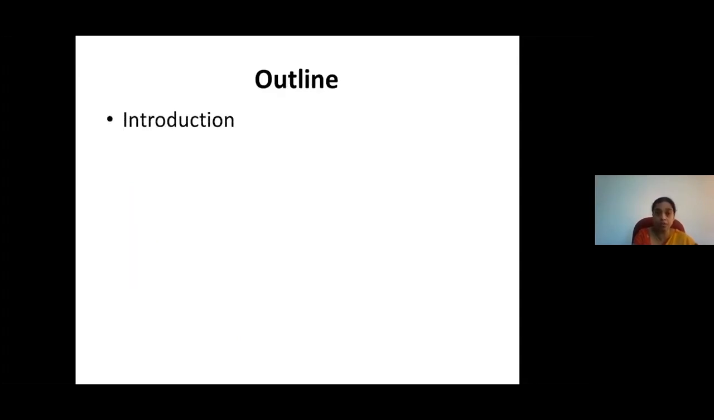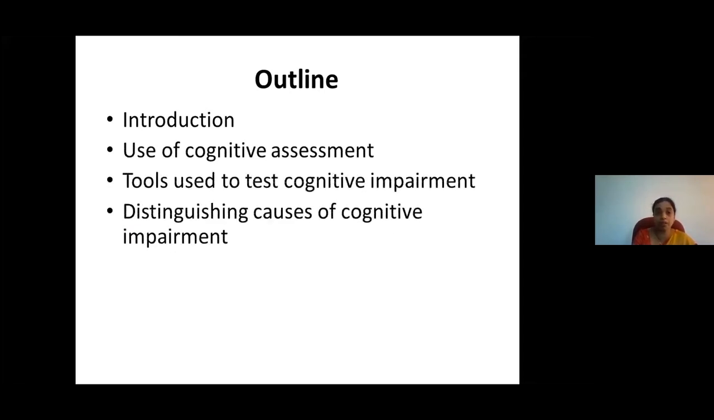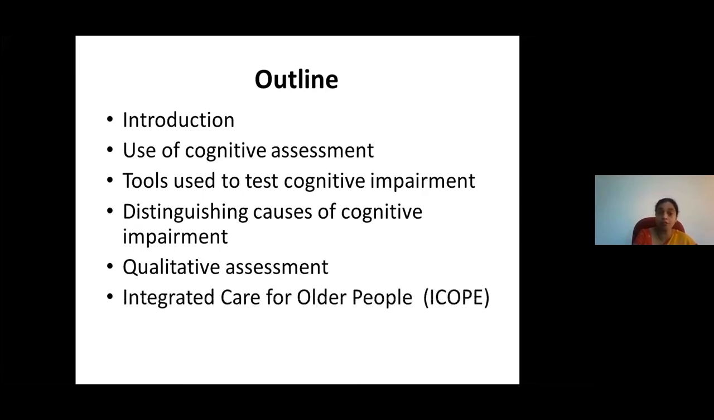During the next 20 to 25 minutes, my outline of my lecture is like this: introduction, use of cognitive assessment, tools used to test cognitive impairment, distinguishing causes of cognitive impairment, a little briefing about qualitative assessment, and integrated care for older people, ICOPE, which was introduced by the WHO regional office, and we were trained as master trainers to train primary care physicians to identify geriatric problems, especially cognitive impairment, and conclusions.